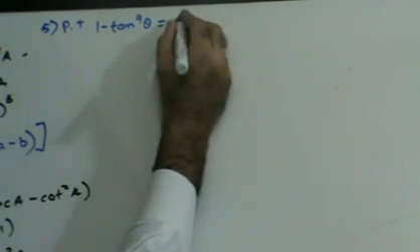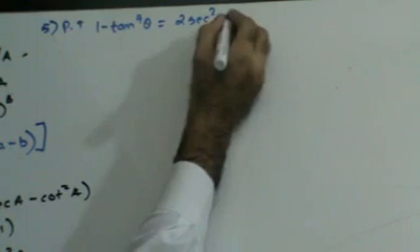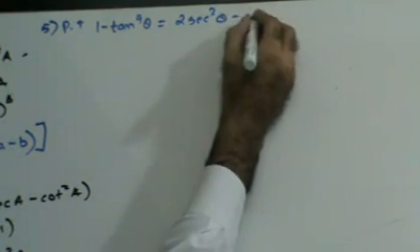Prove that 1 minus tan^4 theta is equal to 2 sec^2 theta minus sec^4 theta. Right? Now, let's see how do we do this.